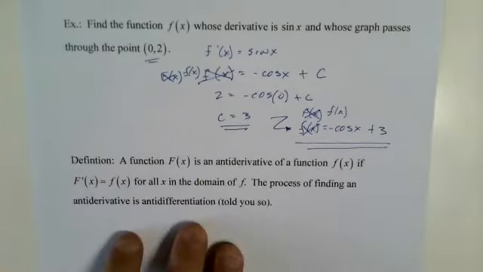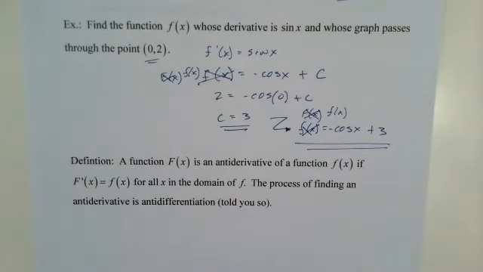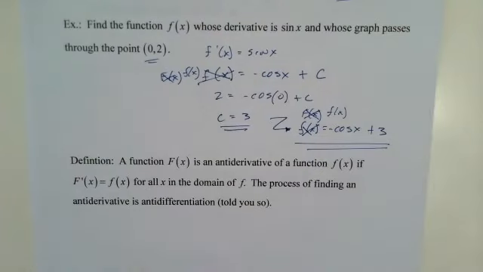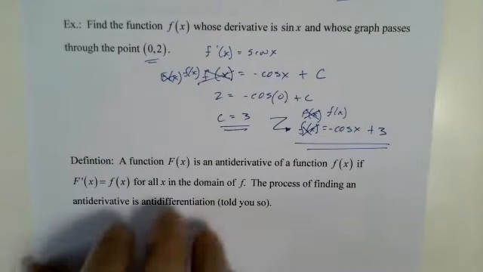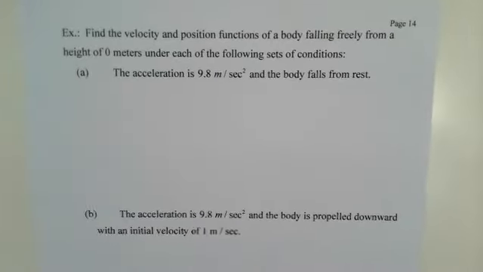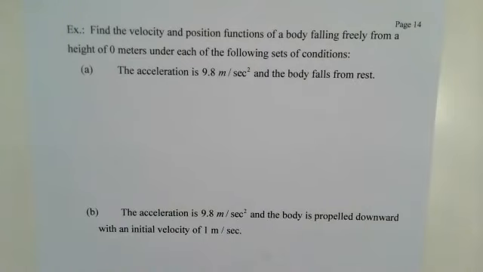Antiderivatives. It's really just common sense. There's nothing complicated here. How did I know? I know that the derivative of cosine is negative sine, so the derivative of negative cosine is sine. Just roll with it. Not a big deal. And then that leads us into going backwards on the velocity and position functions.